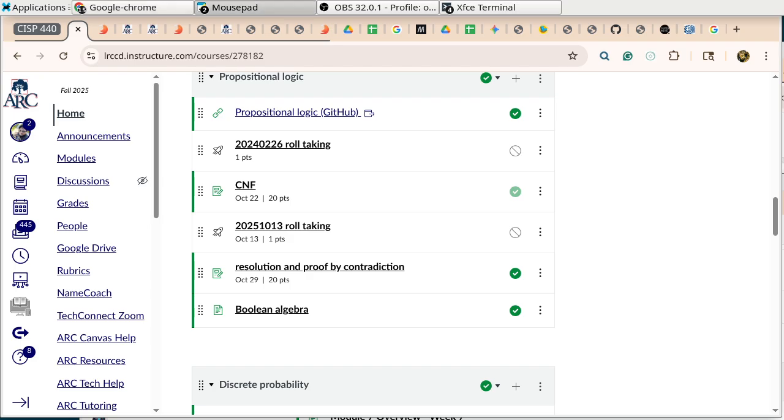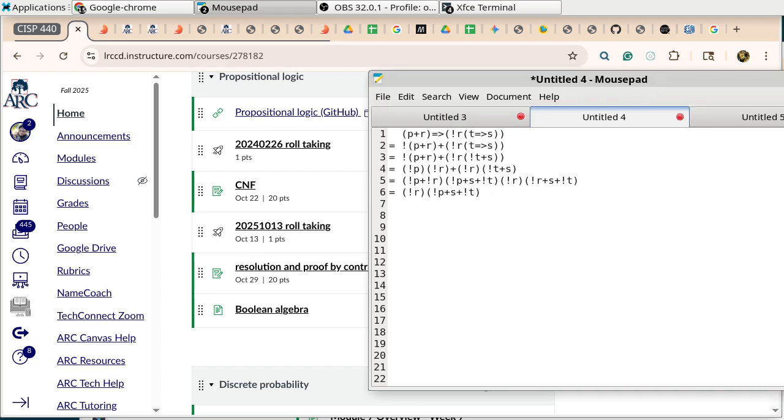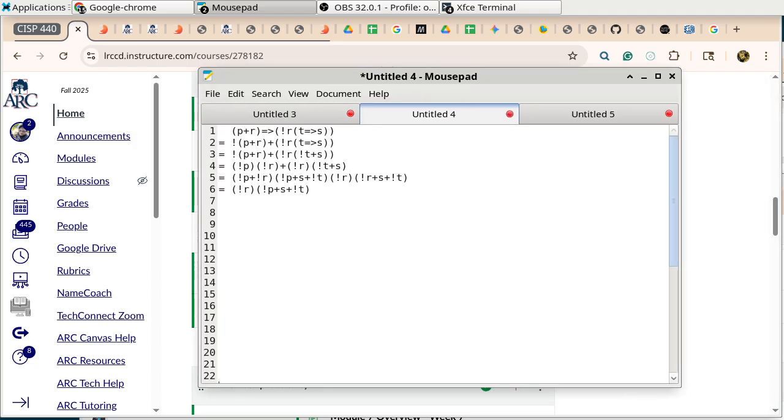Okay. I'm just trying to decide whether to show you just the solution or whether to work on it live, step by step. I'm going to do a mixture of the two. Okay, so there we go. All right, so this is the original Boolean expression from the CNF assignment.